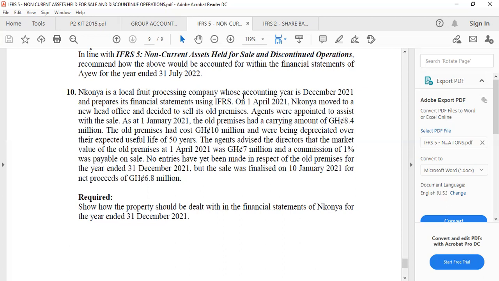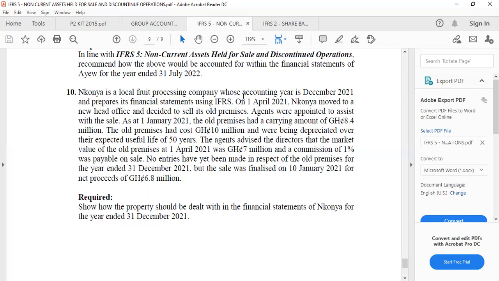being depreciated over their expected useful life of 15 years. Okay, that is very nice. The agent advised the director that the market value of the old premises at April 1, 2021 was 7 million and a commission of 1% was payable on sale.